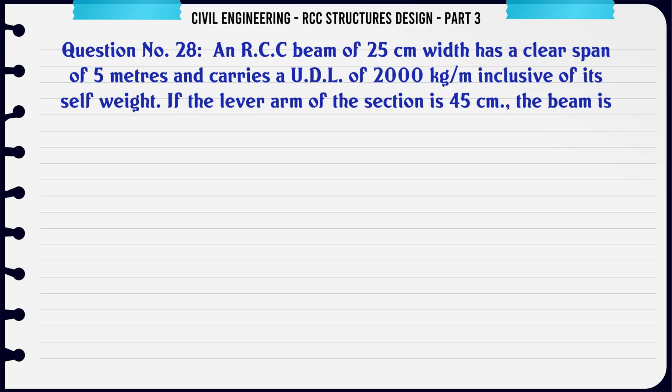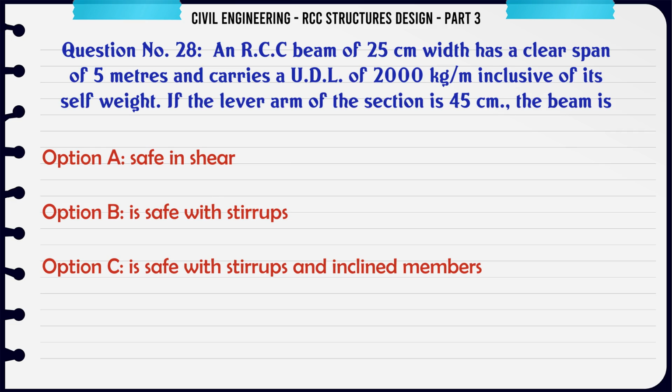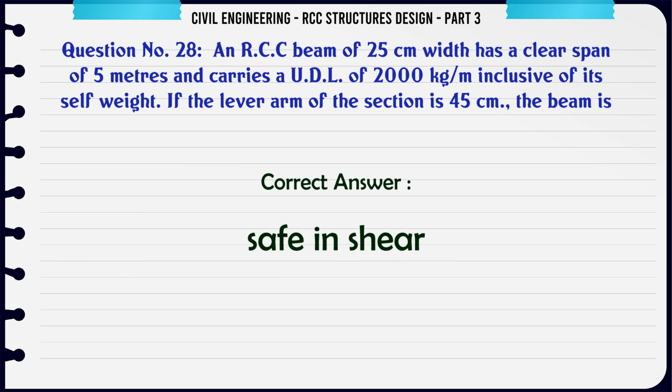An R.C.C. beam of 25 cm width has a clear span of 5 meters and carries a U.D.L. of 2000 kg/m inclusive of its self-weight. If the lever arm of the section is 45 cm, the beam is A. safe in shear, B. is safe with stirrups, C. is safe with stirrups and inclined members, D. needs revision of the section. The correct answer is safe in shear.